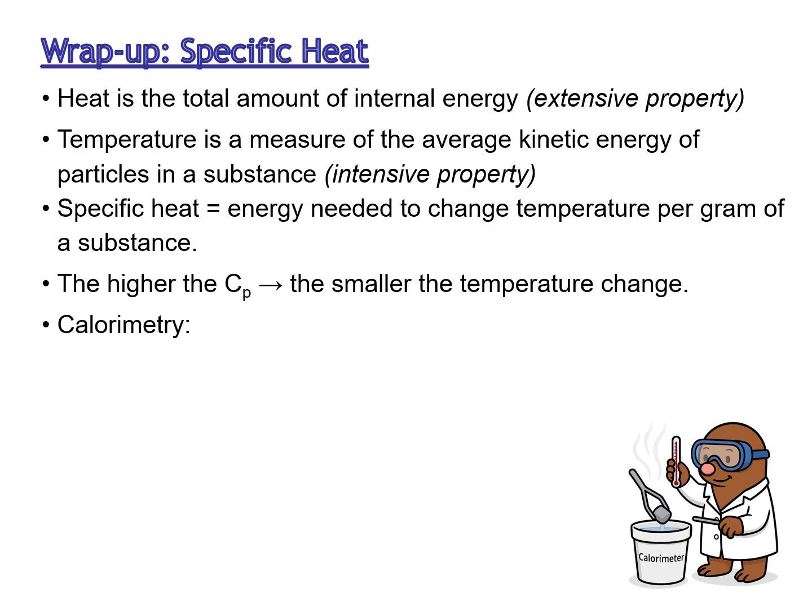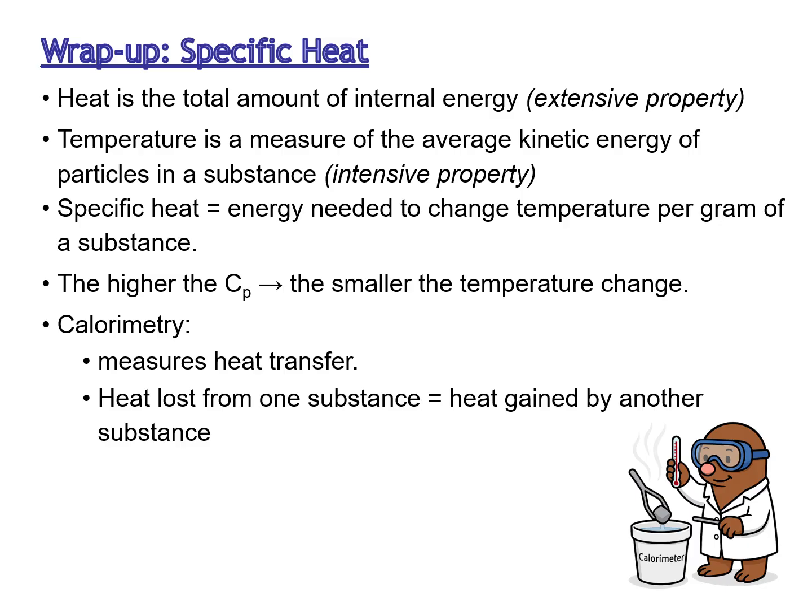Calorimetry is an experimental technique that we use in order to measure the amount of heat transferred between different objects. The heat that's lost from one substance, so it's going to have that negative Q, is going to be equal to the heat gained by another substance. It's conserved, you can't lose it or create it from nothing. And remember, delta T is always going to be final minus initial.